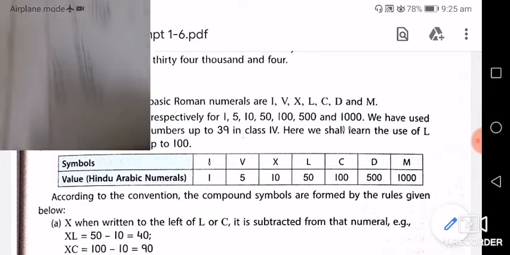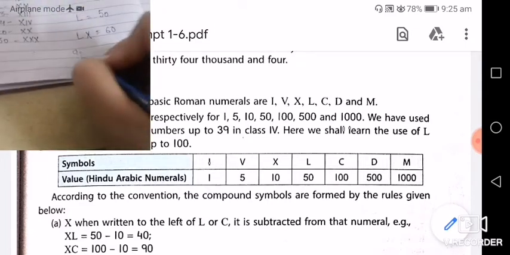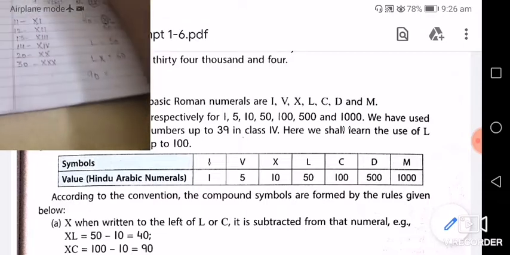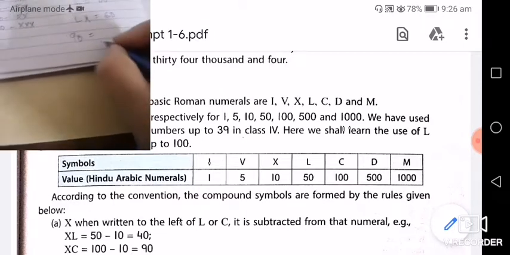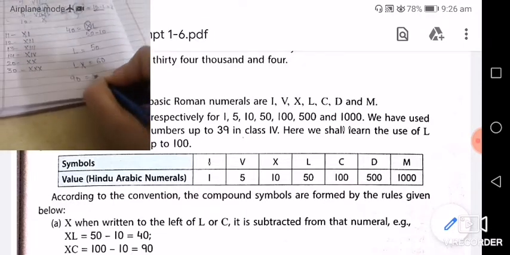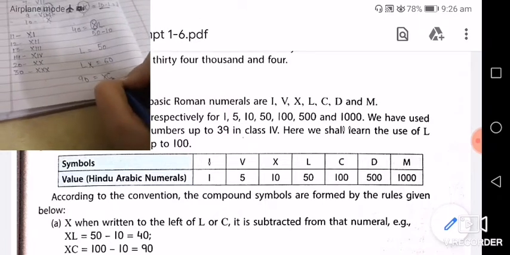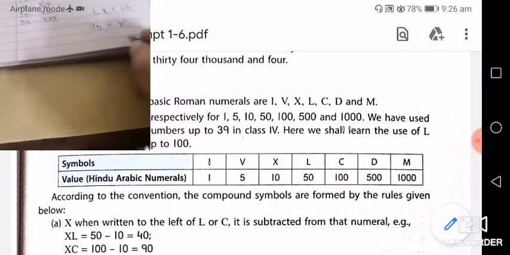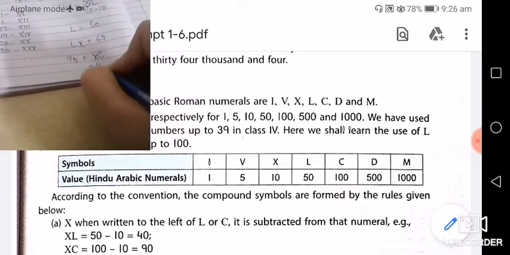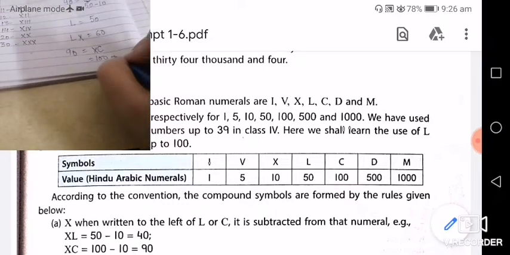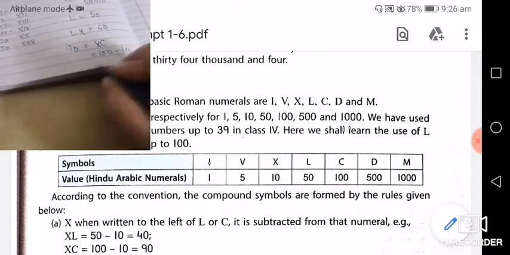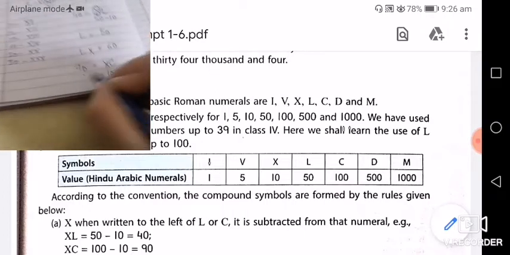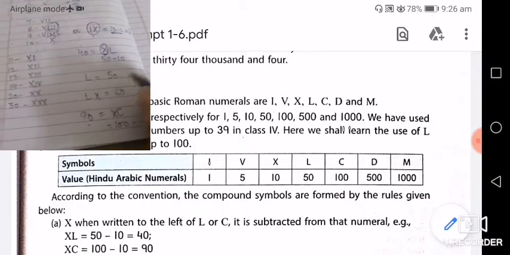So for 90, how will you write it? You will subtract X from C. So that will become 90: 100 minus 10 is equal to 90. I hope this will be clear to you all.